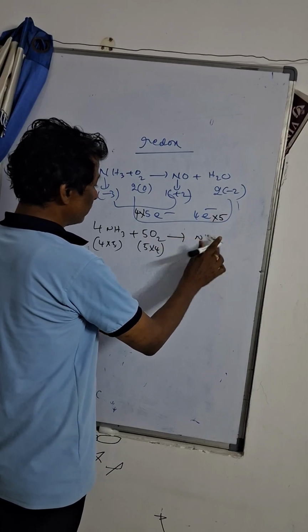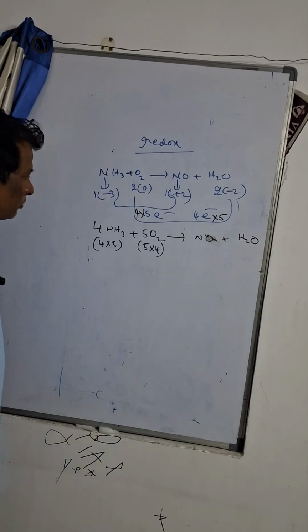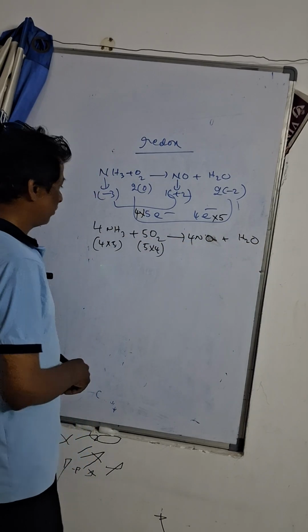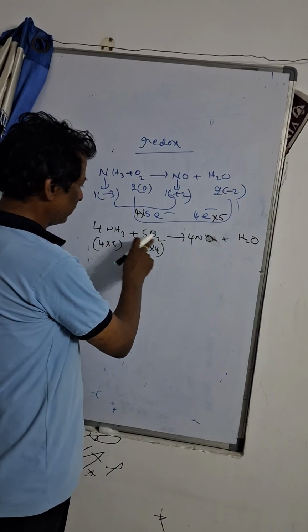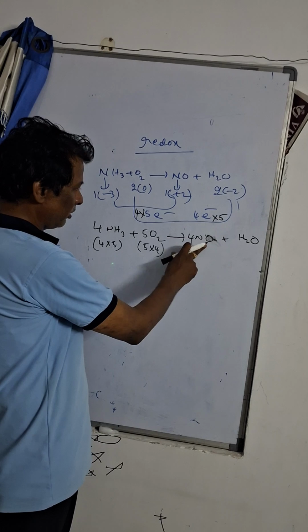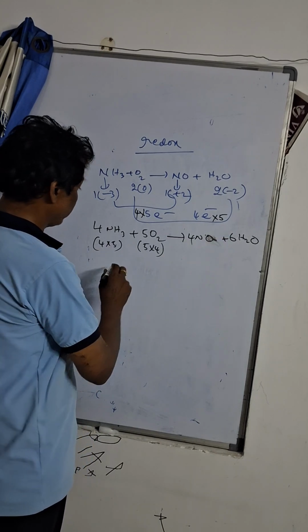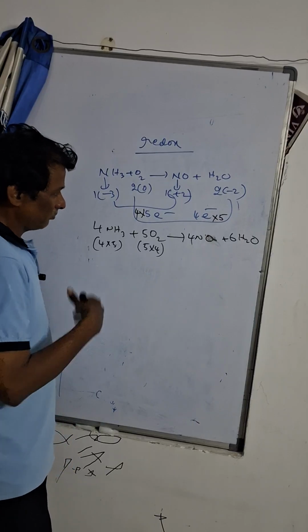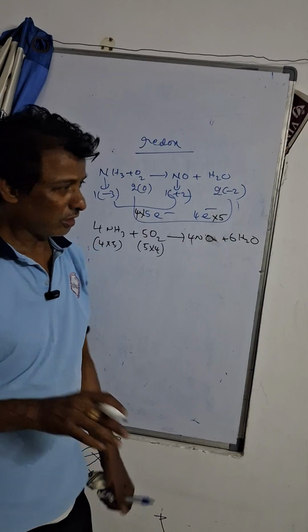NO plus water. How many nitrogens here? 4. Okay, how many oxygens here? 10. Already 6 are there, 4 are there, so 6 H2O. Everything is balanced. This is the way to balance a redox reaction. We should equalize electrons.